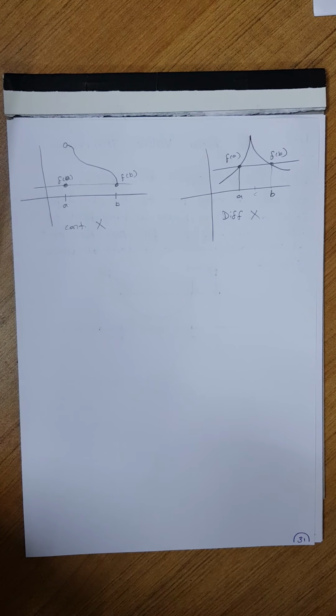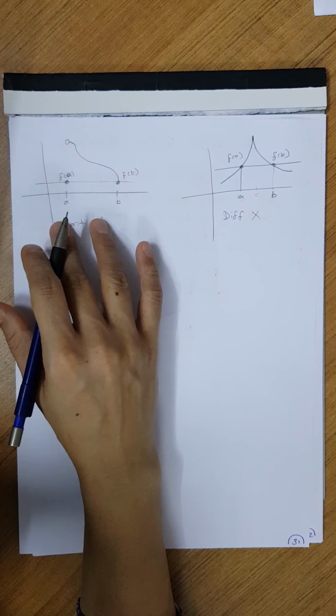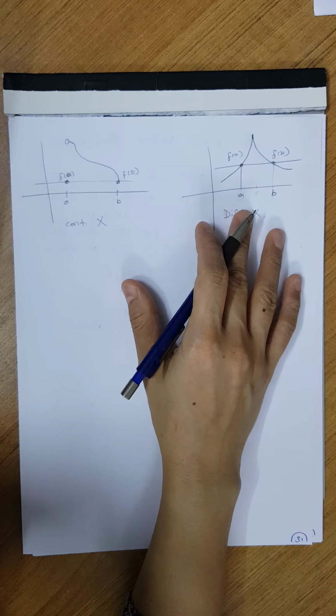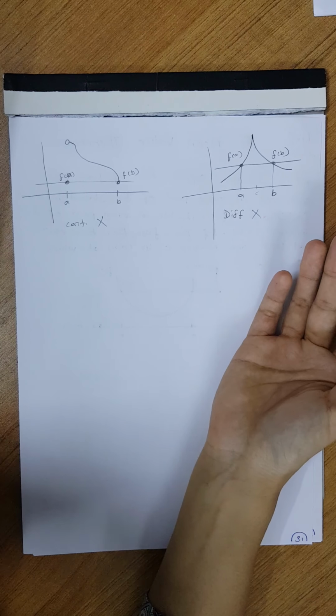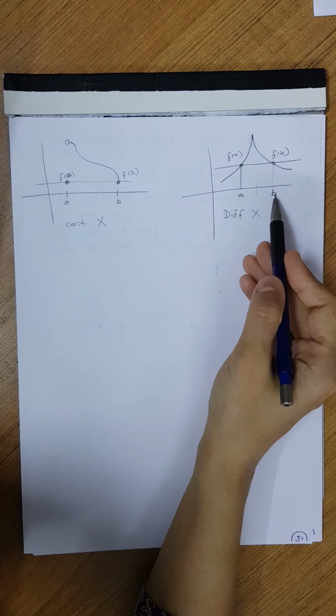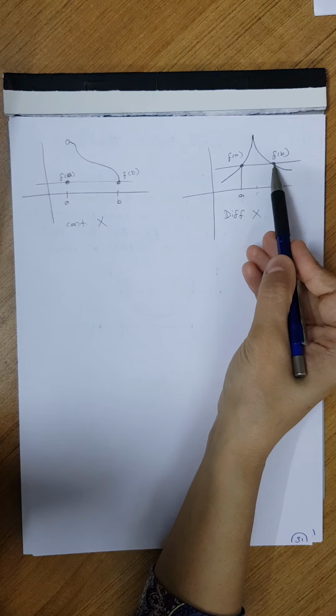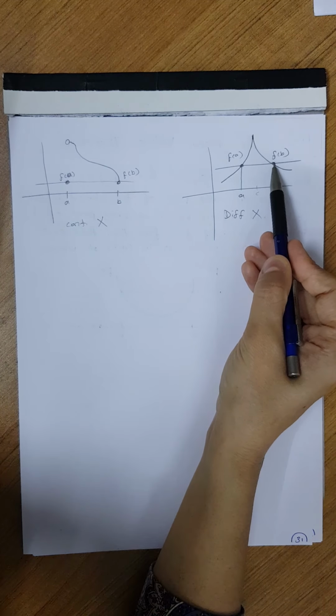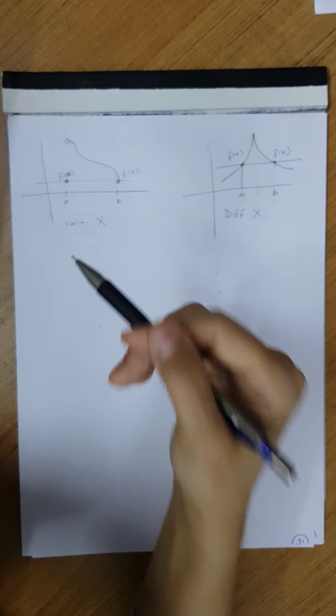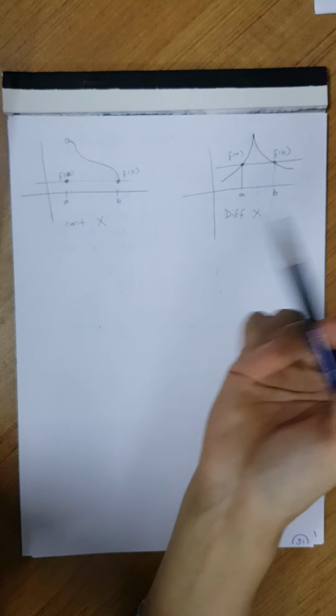So what are the conditions? First, I have to verify that the function is continuous and differentiable on the given interval. Then I can talk about Rolle's theorem if f of a is equal to f of b. Here, f of a is equal to f of b, but I cannot find the number c, because the first two conditions of continuity and differentiability don't hold.